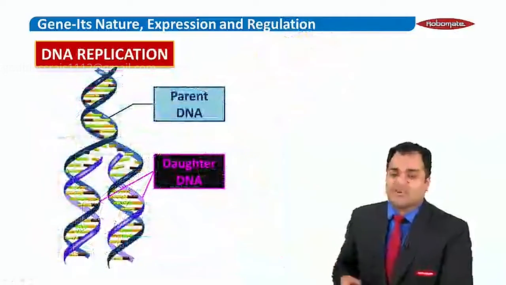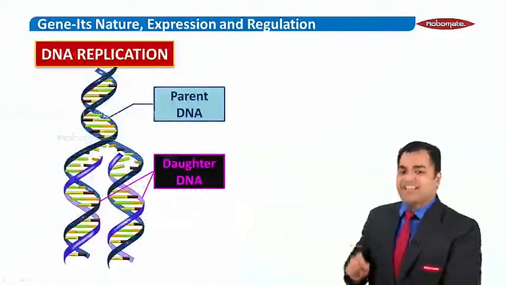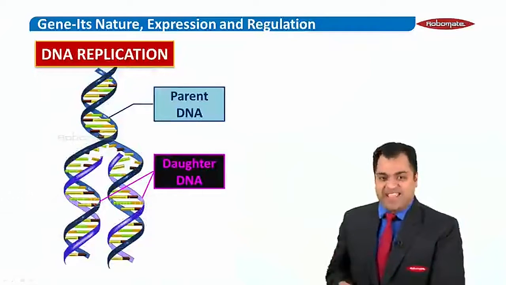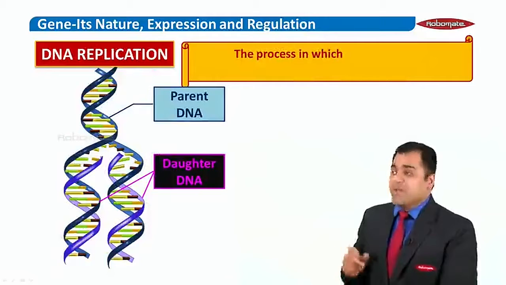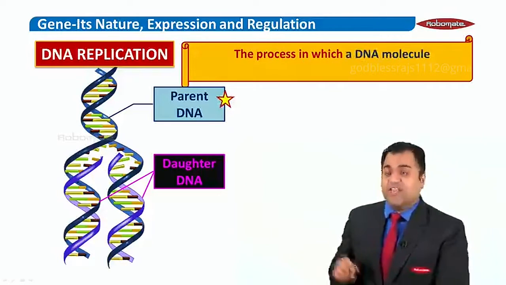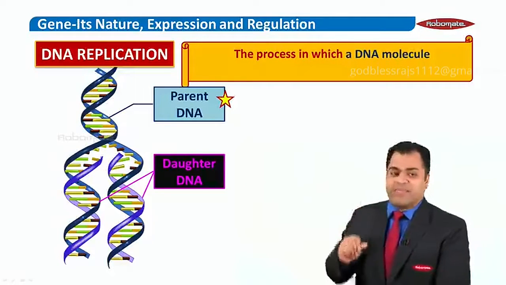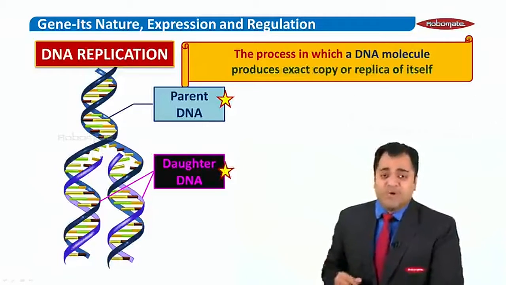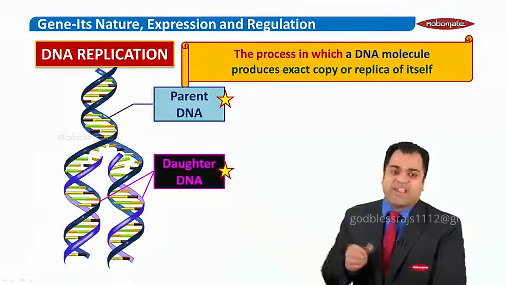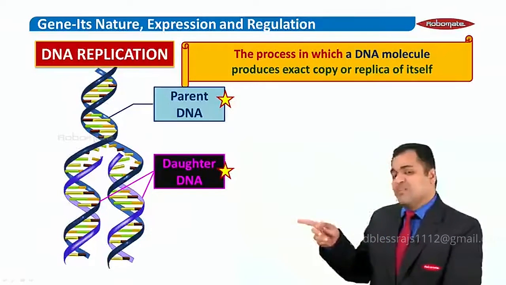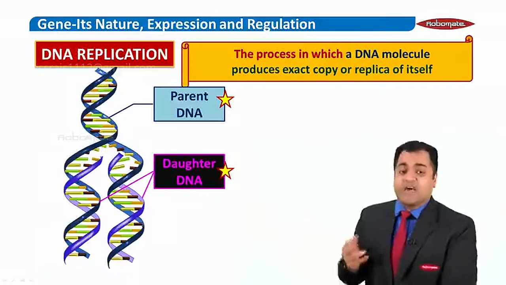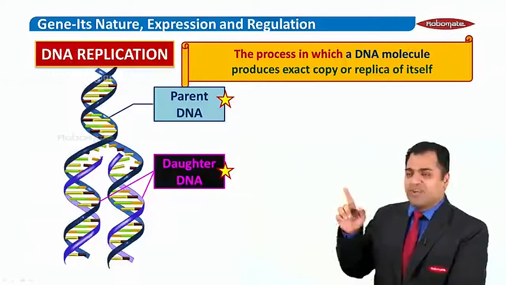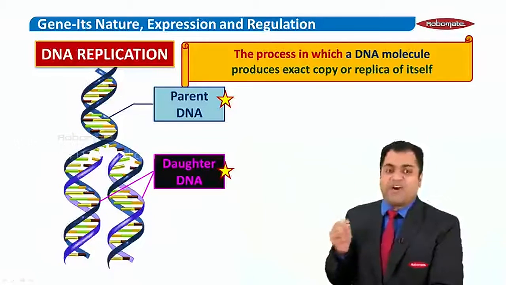Let us go back to the original picture here. And now let's define what is DNA replication. So replication basically is a process in which a DNA molecule, which is that parent DNA highlighted up there, will basically produce an exact copy or replica of itself, which is that highlighted molecule of daughter DNAs down there. Is that okay? That is replication, a process in which a DNA molecule produces an exact copy or a replica of itself.